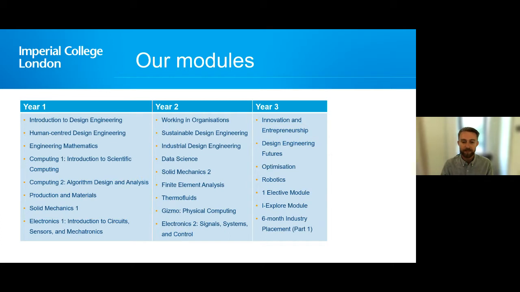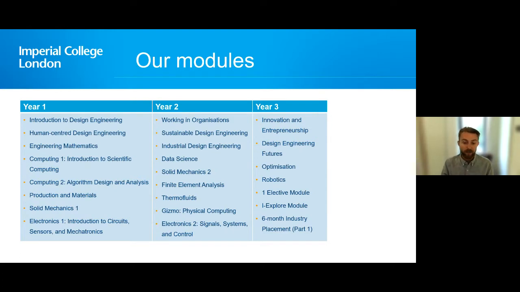In year 3, we now start to have a bit more flexibility. So we explore innovation and enterprise. We have a large group coursework module called the Design Engineering Futures, which lasts 2 full terms. In that module, you will think about technology and societal trends over the next 20 years and what the implications could be, what that future might look like, and then think about how you could design some kind of intervention that would interact with that space in a positive way.